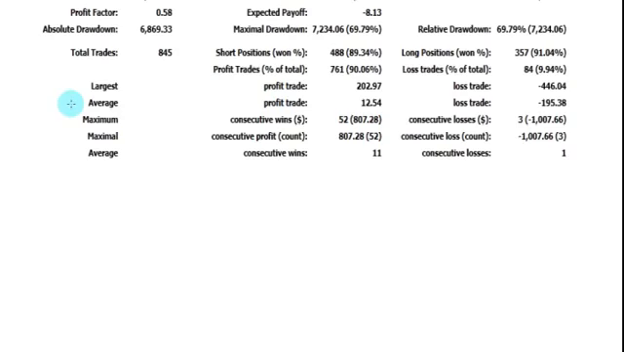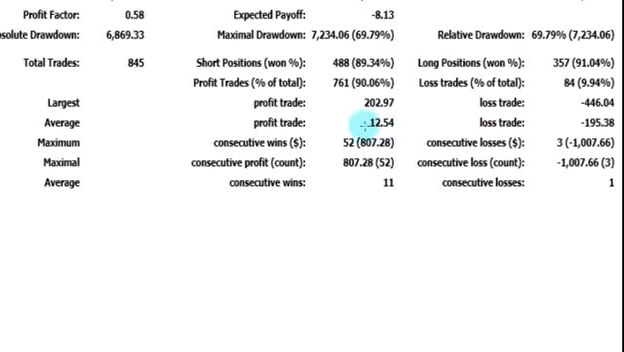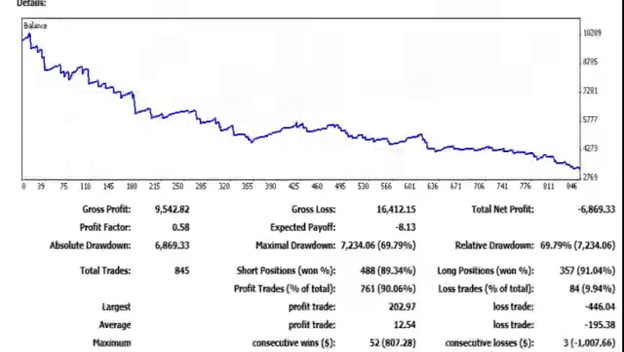Pay attention. The average profitable trade was around $10. The average losing trade was around $200. A 1 to 20 negative risk reward ratio. Is it possible to make money with that? No. Here is the proof.